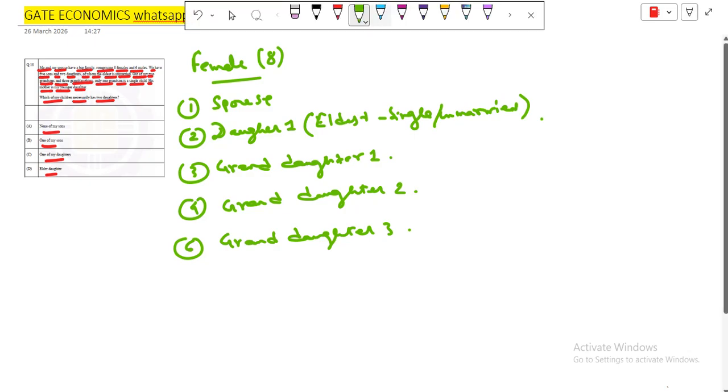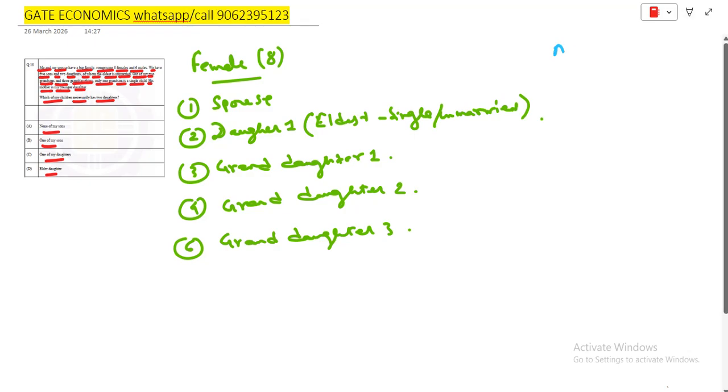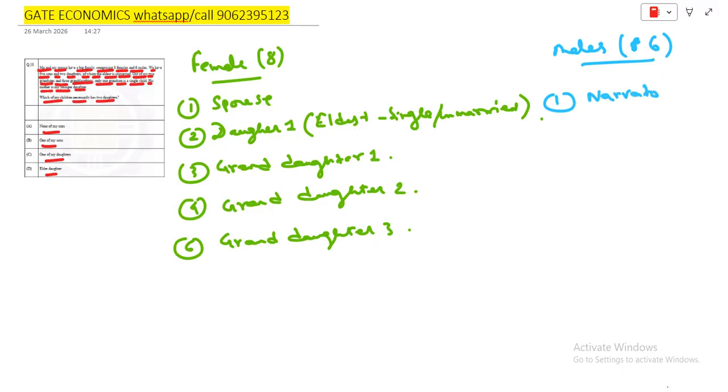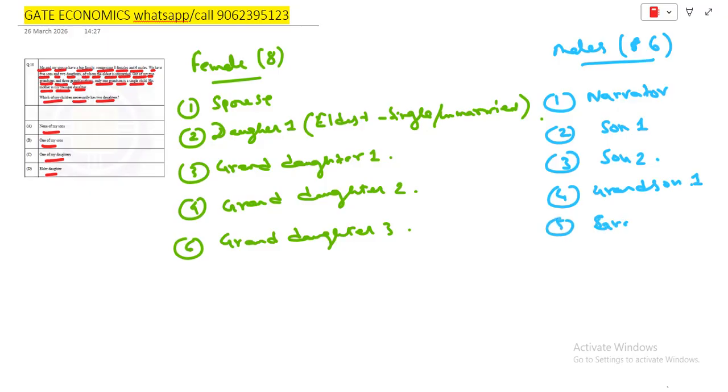Now, let's look at the males. They are 6. First one is the narrator. Second one is son 1. Third is son 2. Fourth is the grandson 1. Fifth is the grandson 2. But that's only 5, right? We need 1 more. And who is he? He is the husband of the younger daughter. Since the eldest daughter is unmarried, she does not bring a husband to the count, right?